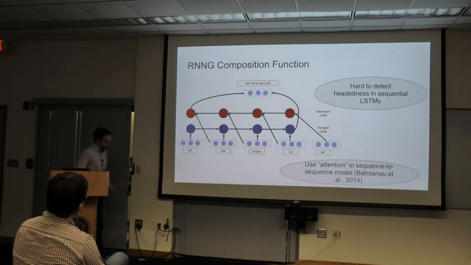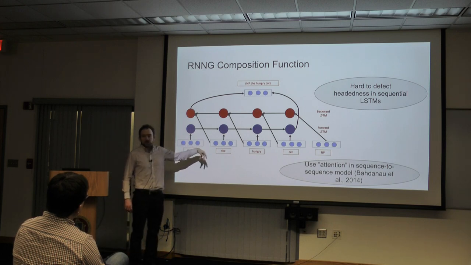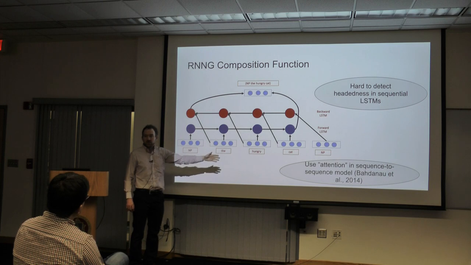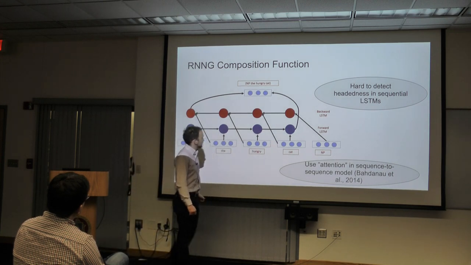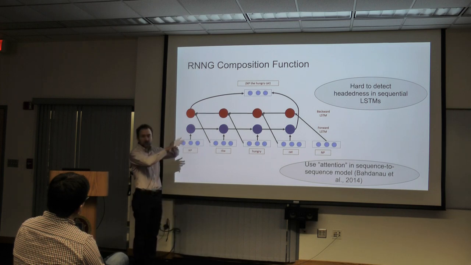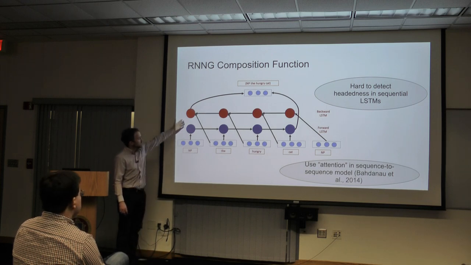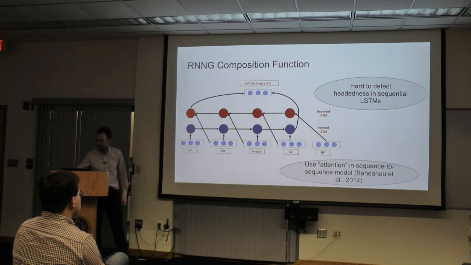In the previous formulation of the recurrent neural network grammar model, they had a bidirectional LSTM that reads all the words in the phrase, and then you take the last state of this LSTM and use it to represent the whole phrase. It works relatively well, but the problem is that it's not very easy to tell which thing was the most important when you're deciding what the phrase representation should be.